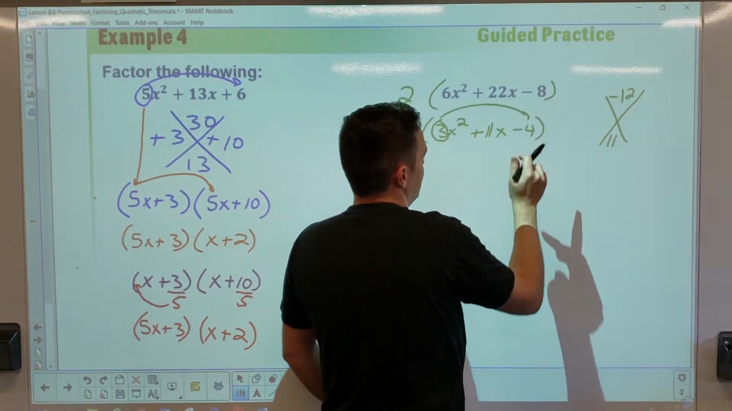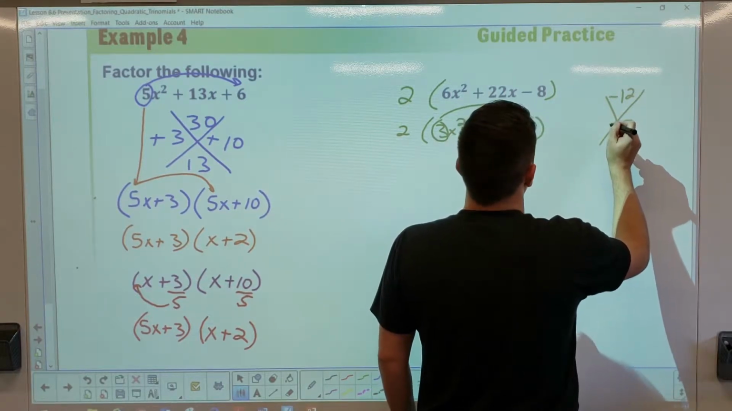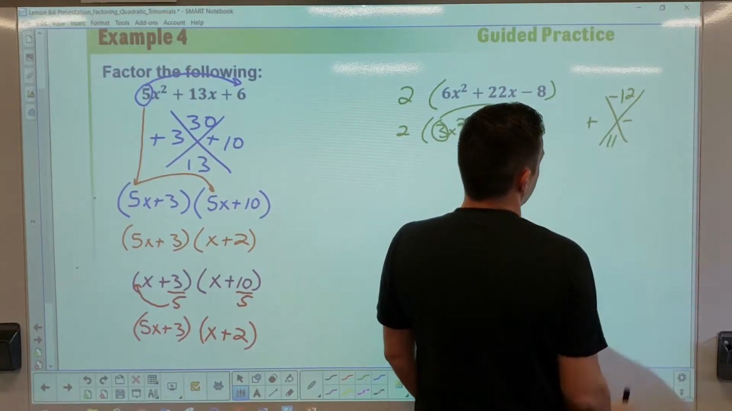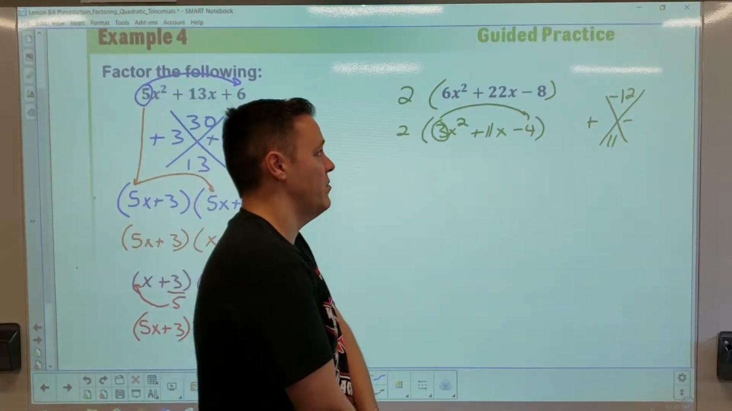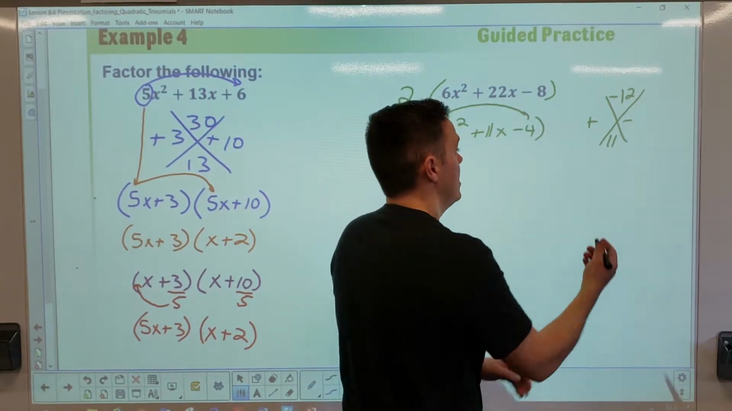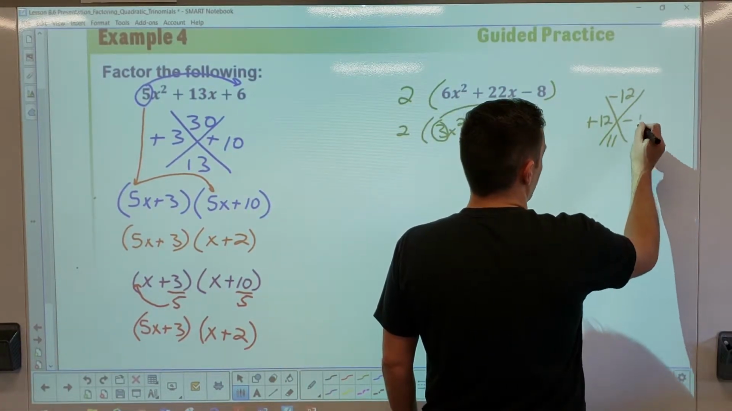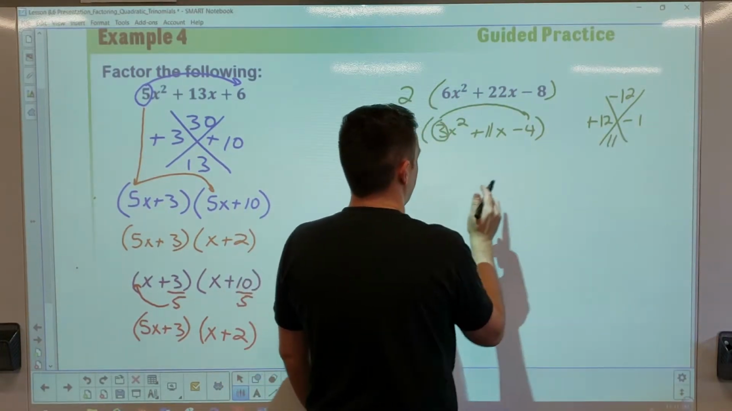We still know the same thing, that this is going to have to be a negative and this is going to have to be a positive. So what two numbers multiply together to make a negative 12, but when you subtract them, they make an 11? Well, that, of course, would be 12 minus 1, which is what? 11. So now that we have that set up, let's do the factoring part.